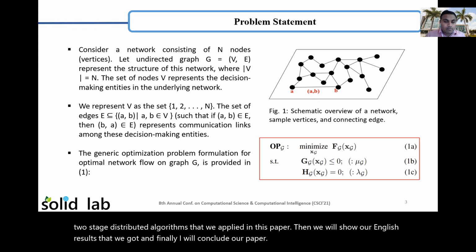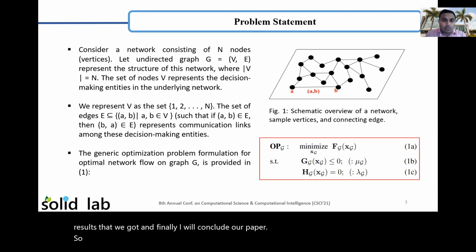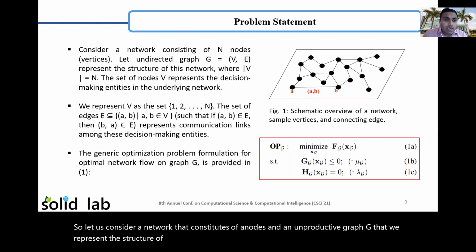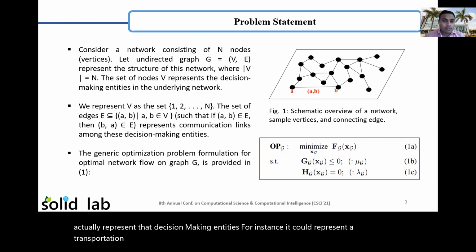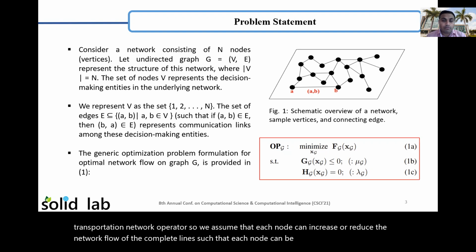So let us consider a network that consists of n nodes and an undirected graph G that represents the structure of this network. So in the underlying network, the set of nodes actually represent the decision-making entities. For instance, it could represent a transportation network operator. So we assume that each node can increase or reduce the network flow of the connected lines, such that each node can be either customer or generator of network flow.